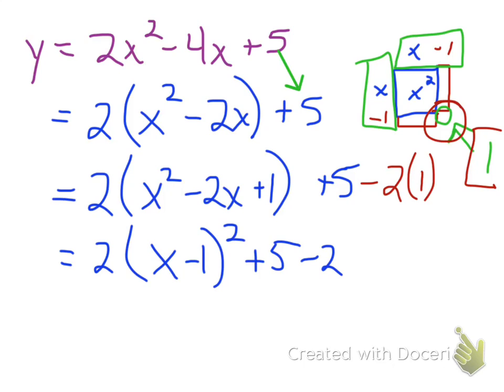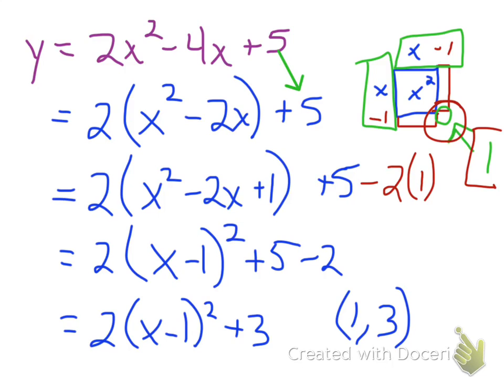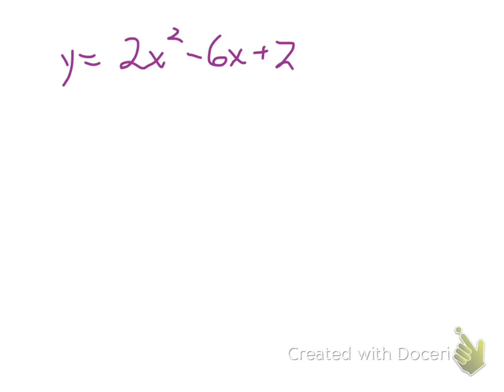I can go through and instead of writing that, I can now write it as 2 times x minus 1 squared plus 3, and it is now in graphing form. My vertex is going to be a positive 1, positive 3. It has an a value of 2, so that's being vertically stretched by 2. We'll look at another example here.